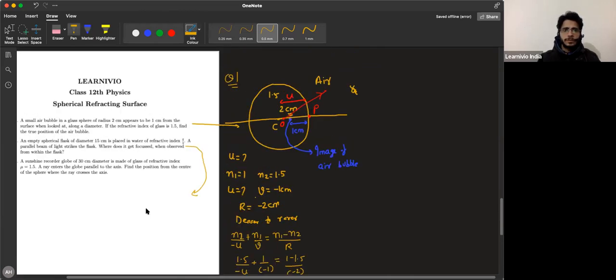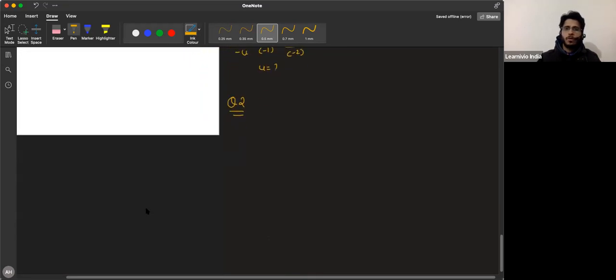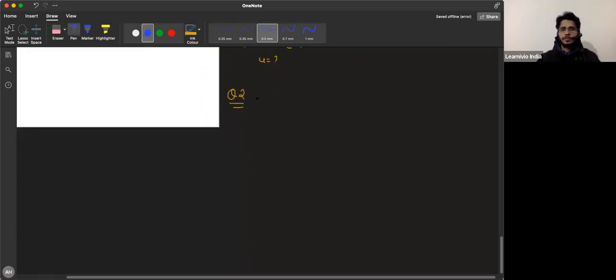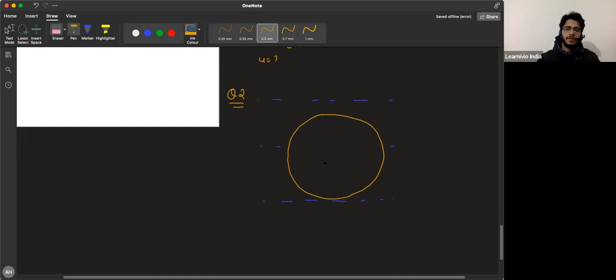See, the second question says an empty spherical flask of diameter 15 centimeter is placed in water of refractive index 4/3. So you have water, and in water, you place a sealed flask. Inside the flask, what you have, air or water? It's a sealed flask. Yeah, air. So inside the flask, you have air, and outside, you have water.